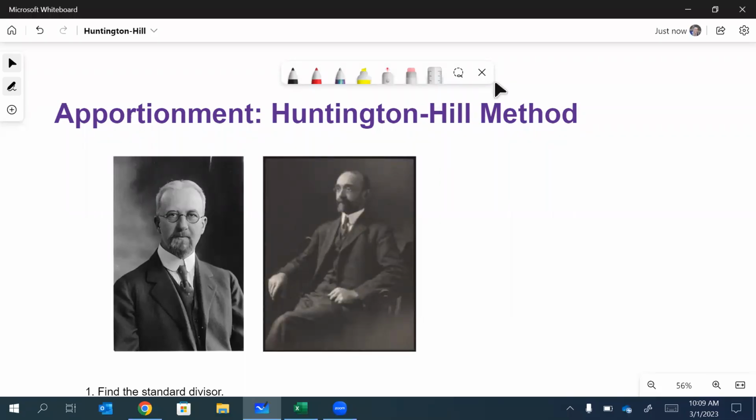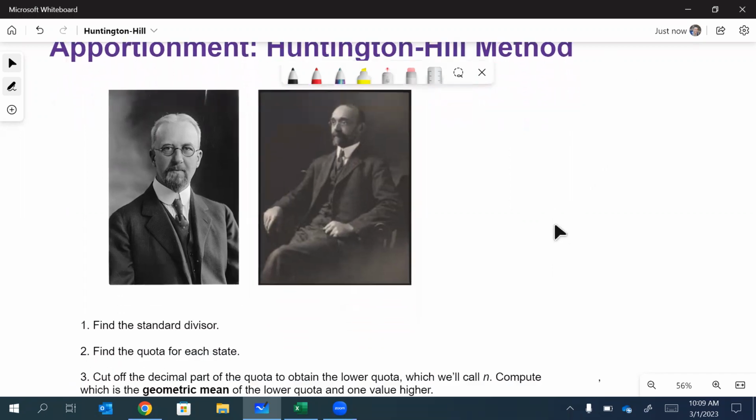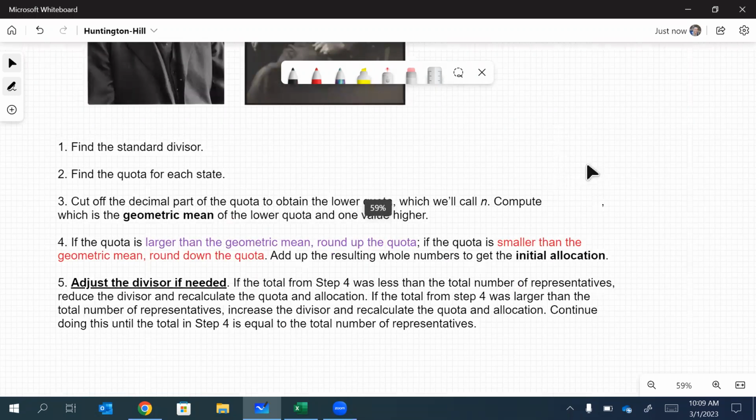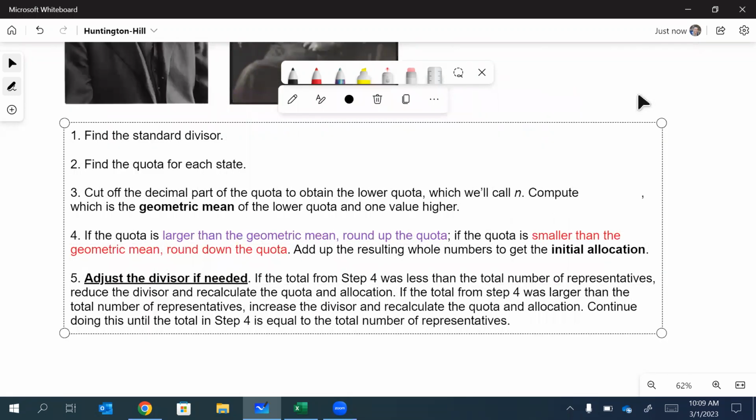In this video, we will continue looking at apportionment, this time with the Huntington Hill method. Pictured below the title are Huntington and Hill. For more information, look at the Canvas page. We're going to focus on the technique, the Huntington Hill technique, that is currently used, and when I say currently, 2023, in the U.S. Congress to apportion.